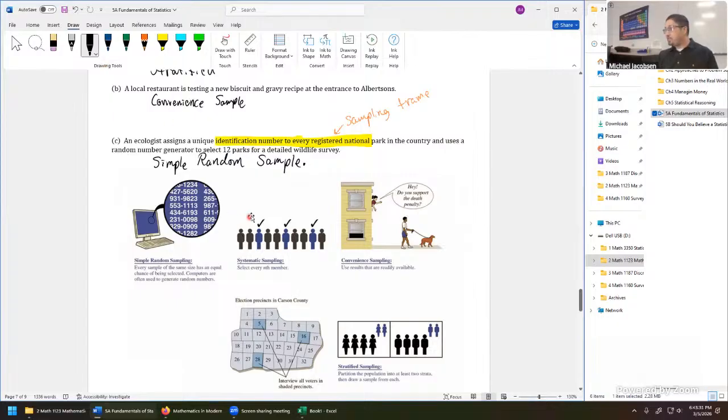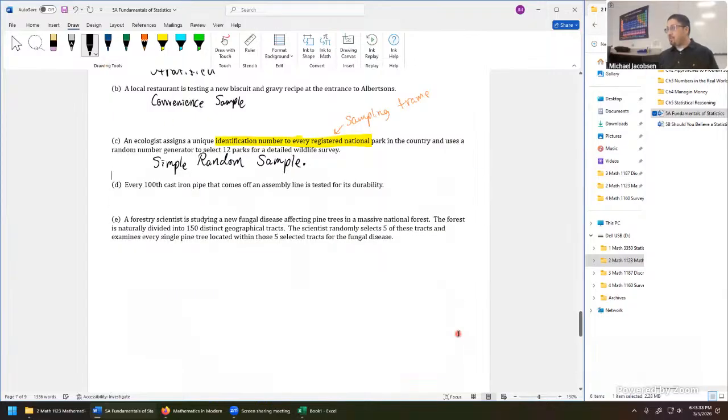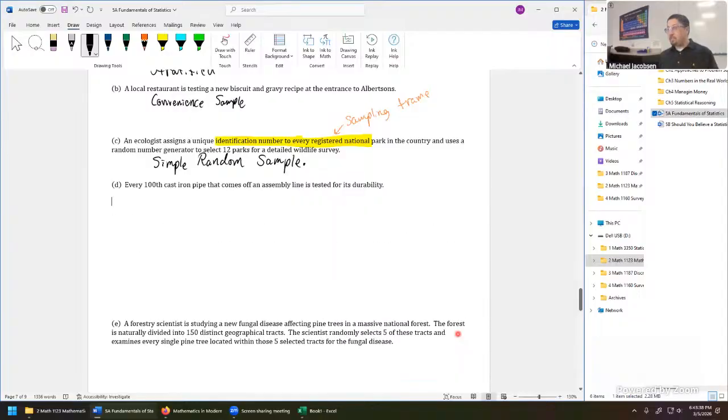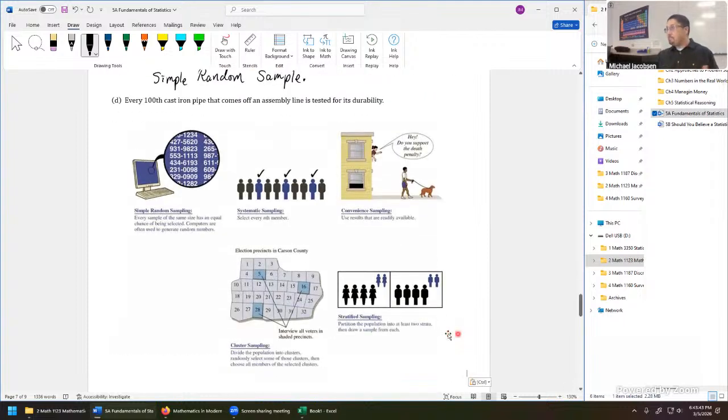So that's 3 down so far. And again, thinking in terms of elimination, the last ones become easier unless we made a mistake. So we still want to make really sure that whatever this study is, it really fits into the last ones remaining. So we are done with simple random sample, convenience, and stratified. And this one's saying every 100th cast iron pipe that comes off an assembly line is tested for its durability.